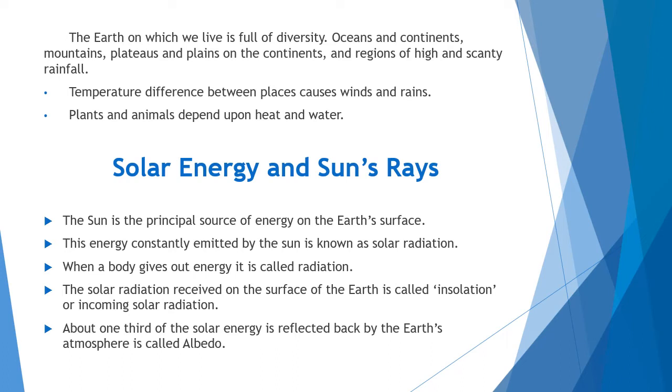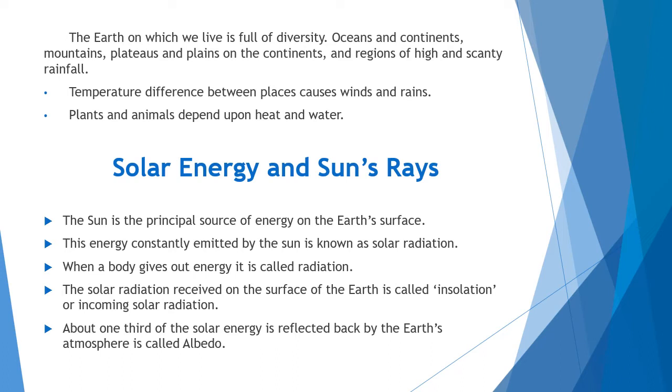Remember children, one thing: the sun is releasing energy, which is called solar radiation. From that solar radiation, some part of the energy is received by the earth, and it is called insolation. Whatever insolation the earth receives, it cannot keep totally with it. Suppose it got 100% of the heat received by the earth.